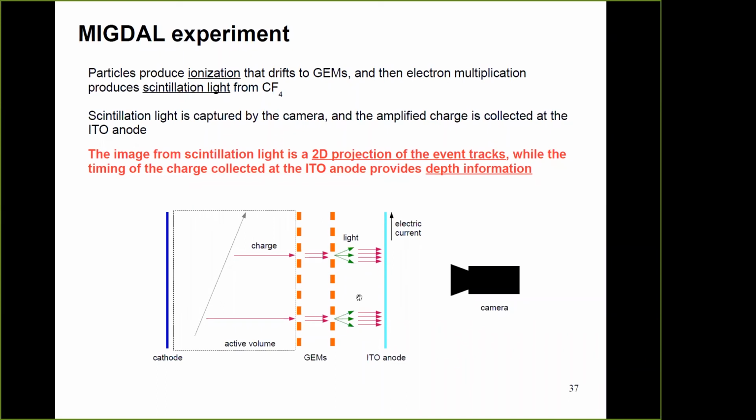And then this amplified charge signal will go to the ITO anode and be collected as electric current. And the timing of this current will provide information on the depth of the interaction position. One reason to have an ITO anode is that it's transparent, so we can see through it the light that is produced. So we can collect charge in the anode while being transparent to the scintillation light.